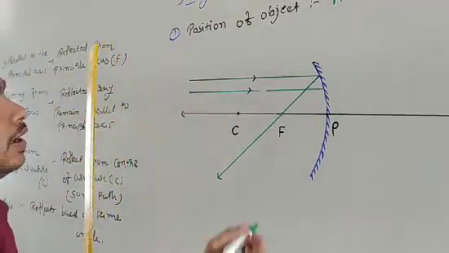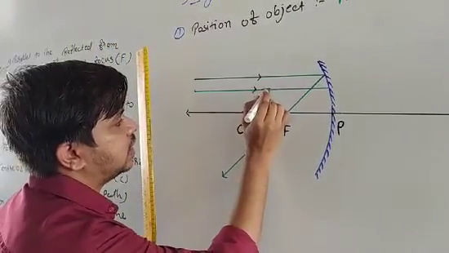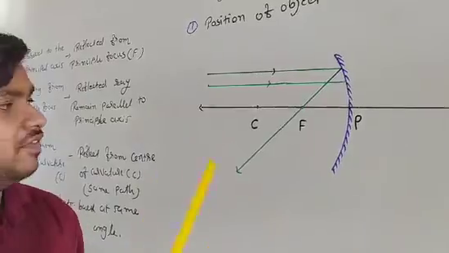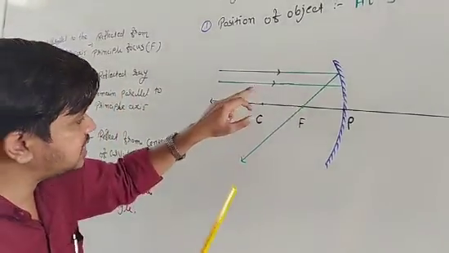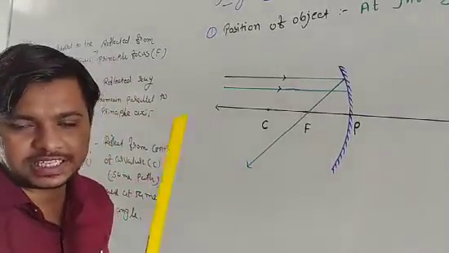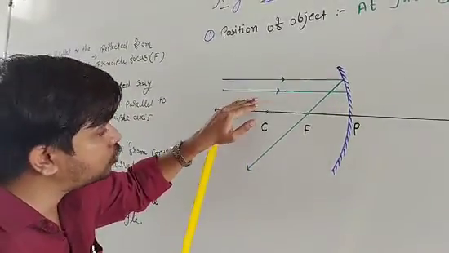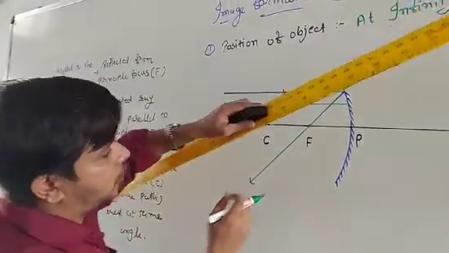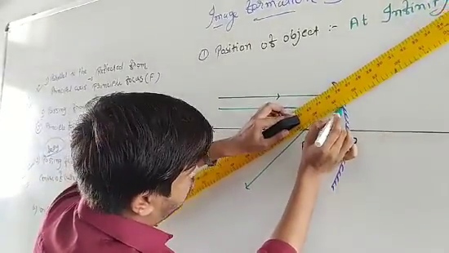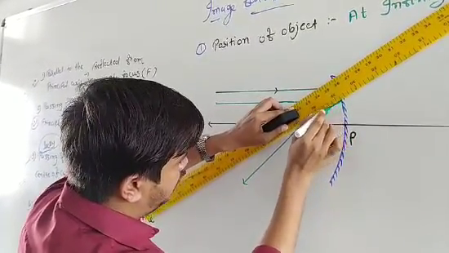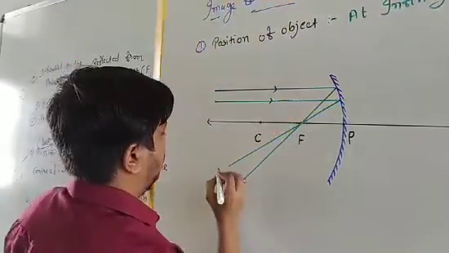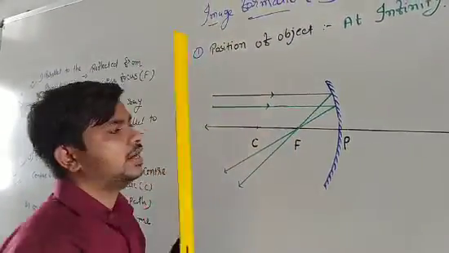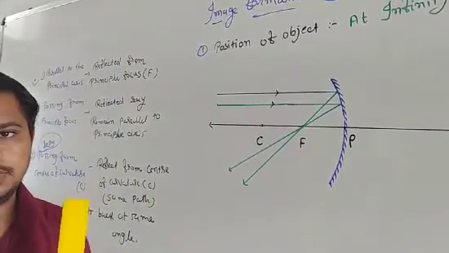You have to draw an arrow. Then you can say that it is an incident or reflected ray. Here it reflects through the principal focus. Now the second ray, it is also parallel to the principal axis. So it will also pass through the principal focus after reflection. So you have to draw a ray which is passing through the principal focus. Okay. And where is the image formed?